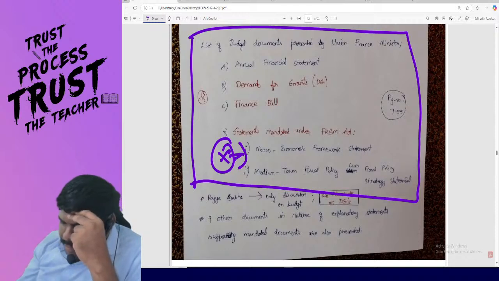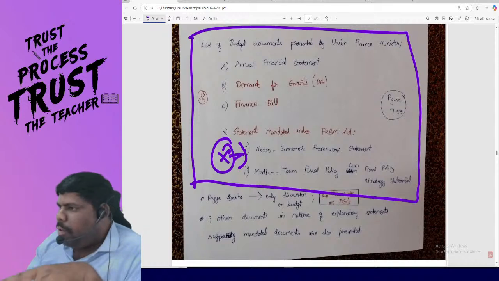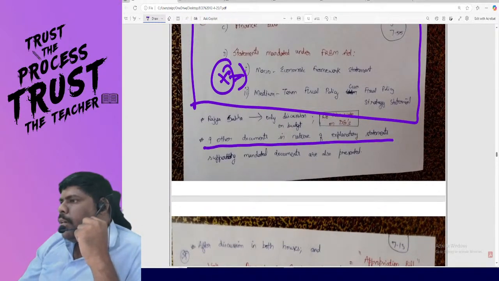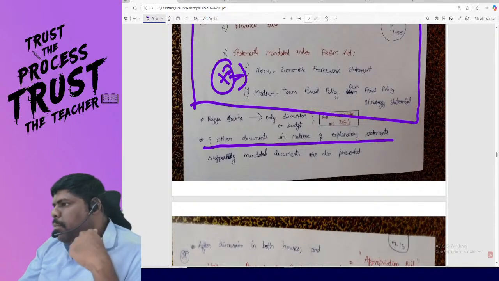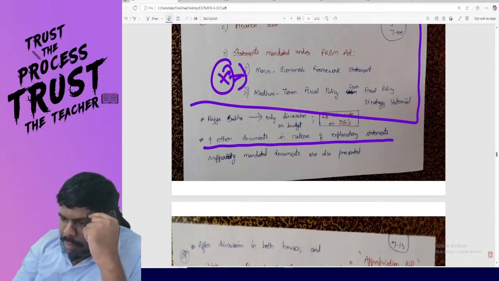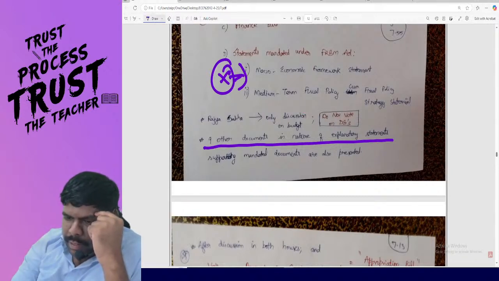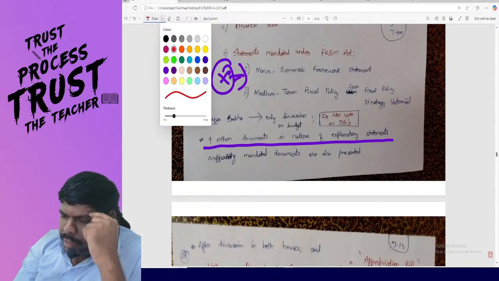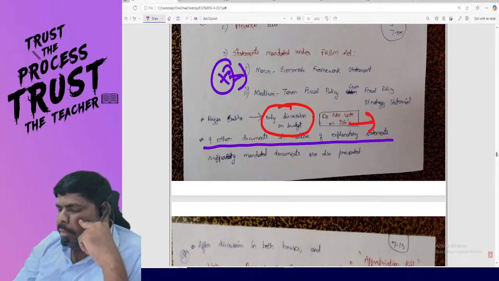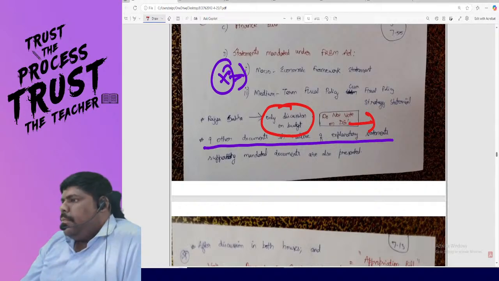Now listen. Apart from these documents, there are some 9 other documents in the nature of explanatory statements. They should be prepared by the Ministry of Finance and placed before the Parliament. There is one major thing to keep in mind. Just look out for this line: in Rajya Sabha, only discussion on the budget is being done. They are not giving the vote, especially on DG. DG means demand for grants.